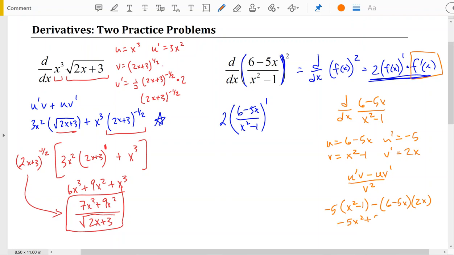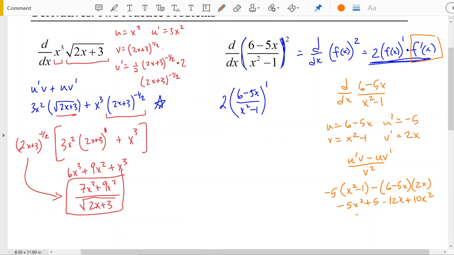-5x squared plus 5 minus 6 plus 5x. Well, I didn't distribute my 2x. Let's distribute the 2x into that. Minus 12x plus 10x squared. Combining here, we get 5x squared minus 12x plus 5. And then we don't want to forget our v squared. Our v was x squared minus 1, so I'm just going to put (x squared minus 1) squared. You could square that out by FOILing. You'll find that it's often not very useful to do that.